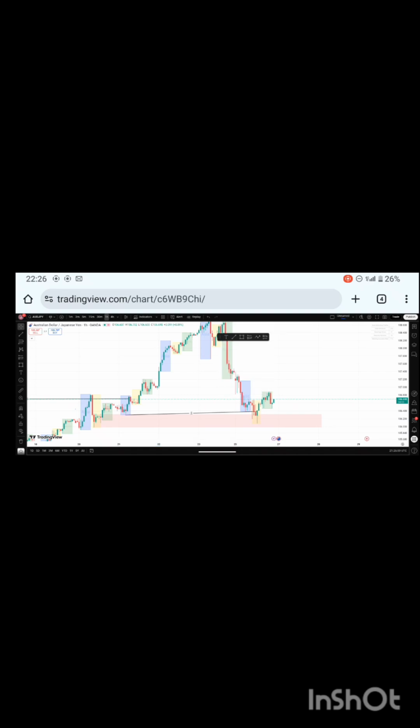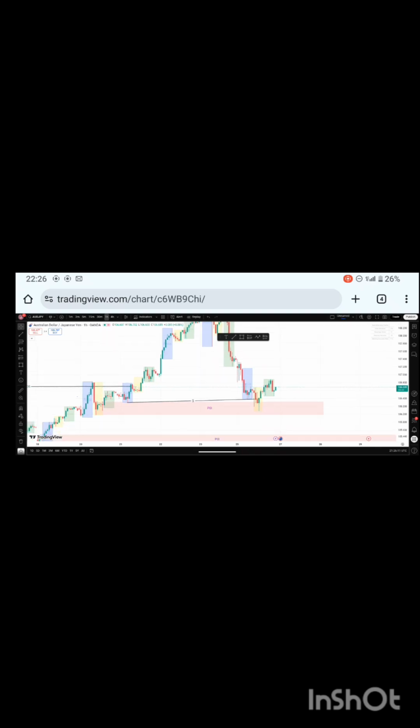And then price has mitigated my point of interest. Price has tapped in on my point of interest. So what I will do now, I will go towards the lower time frame, like the 30-minute time frame, to see if I'm going to have a clear confirmation.